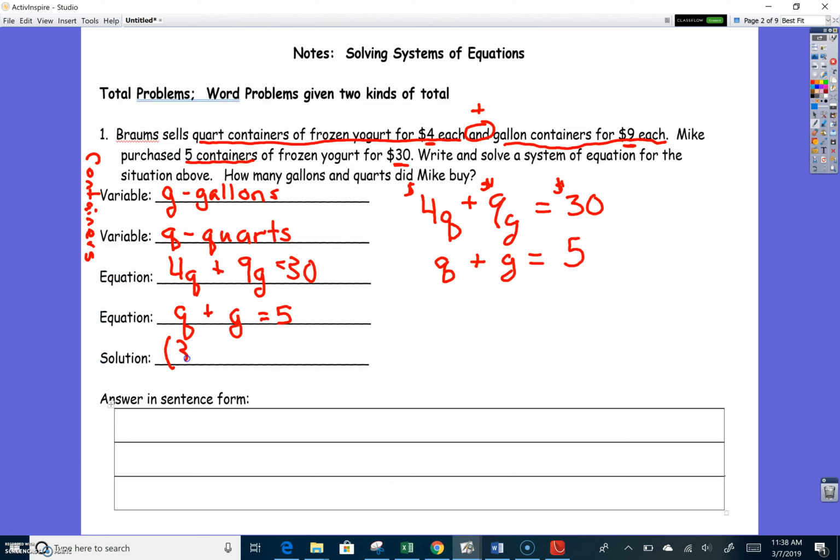So my answer is 3 and 2. That means 3 was my Q, right? And this was the G. So how many gallons? There are 2 gallons and 3 quarts. That's how you do the problem.